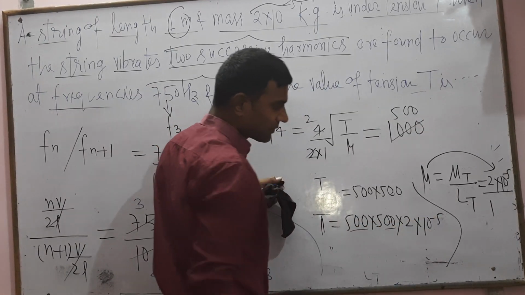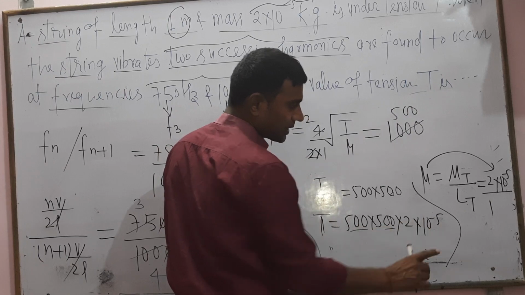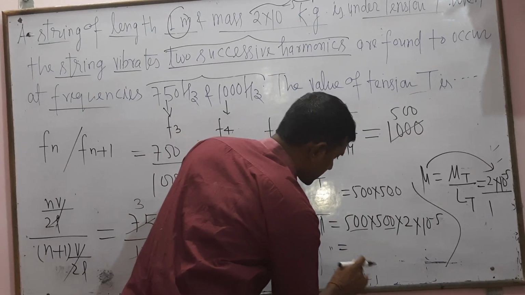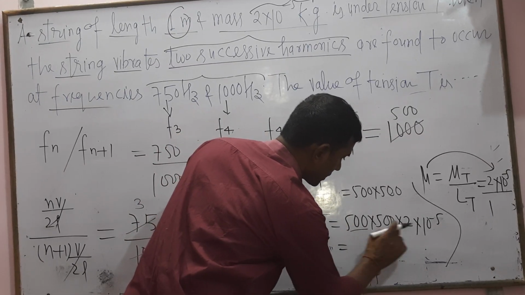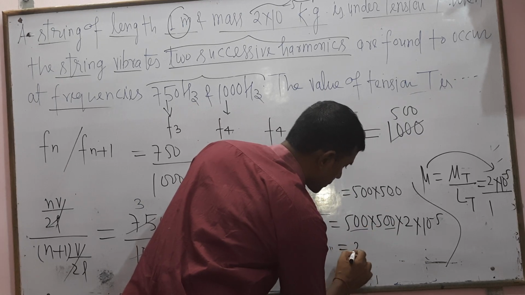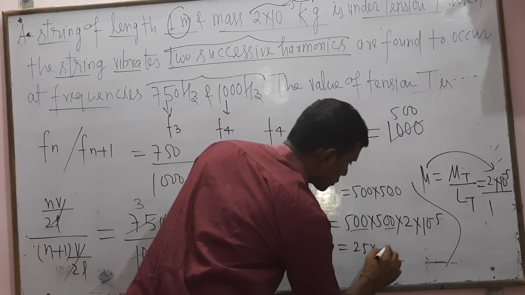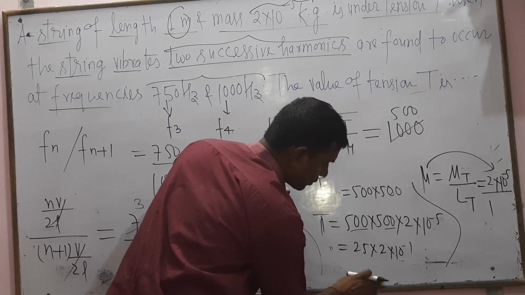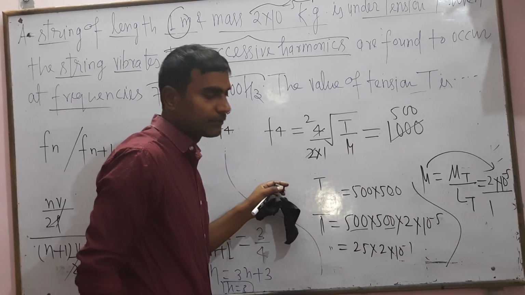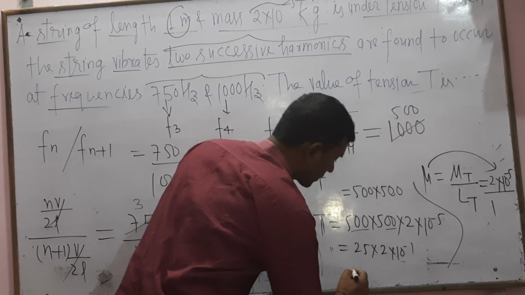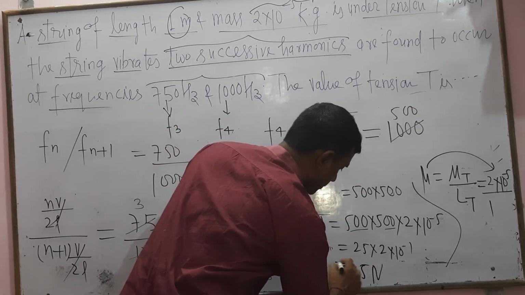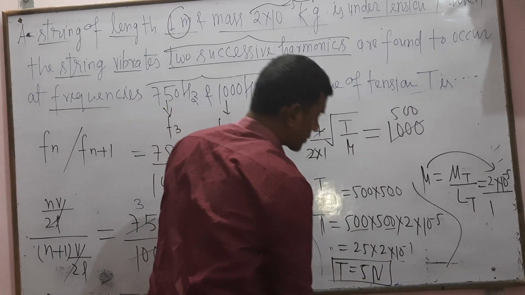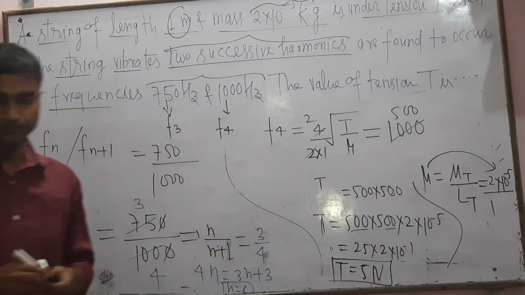So this is 10 raised to minus 5, which gives 10 raised to minus 1. And in parallel, 5 times 5 is 25. 25 into 2 into 10 raised to minus 1: 25 into 2 is 50, and 50 into 10 raised to minus 1 equals 5. So the tension T equals 5 Newton.